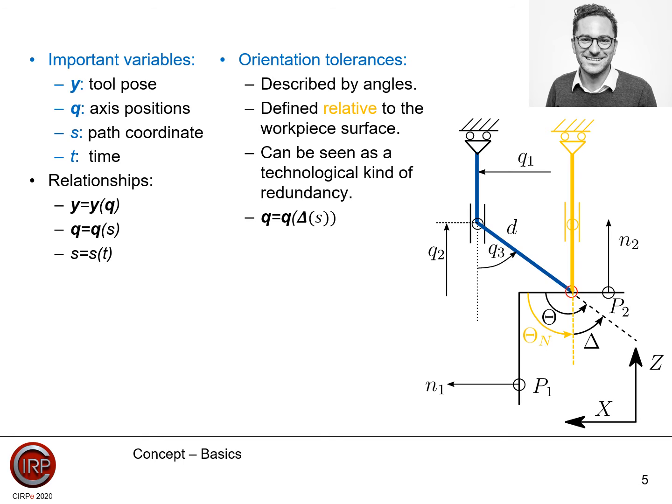On this slide you can see the most important variables: the tool pose, the axis positions, the path coordinate and the time, and their relations to each other. The orientation tolerances are normally described by angles relative to the workpiece surface. On the right side you can see delta. The delta is the difference in orientation between the tool orientation and the workpiece surface. This is our major orientation tolerance variable.